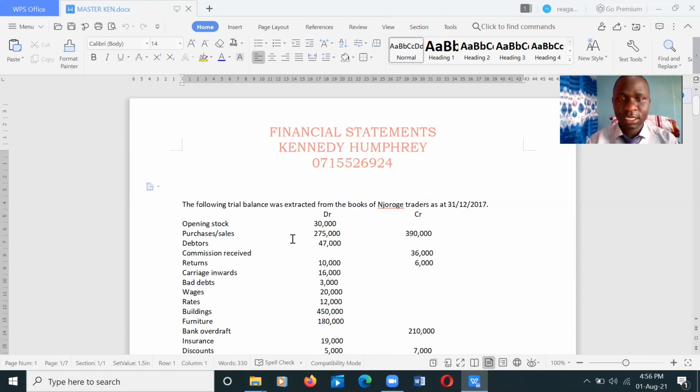Move to debtors. Debtors is 47,000. Now, as we move down, it's important to know that debtors are a current asset. And then we have commission received. Commission received is 36,000. It is revenue.